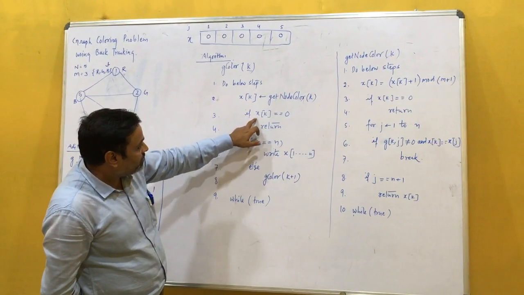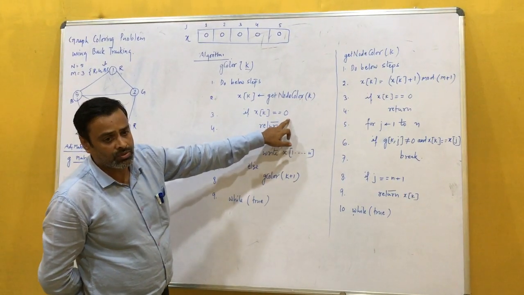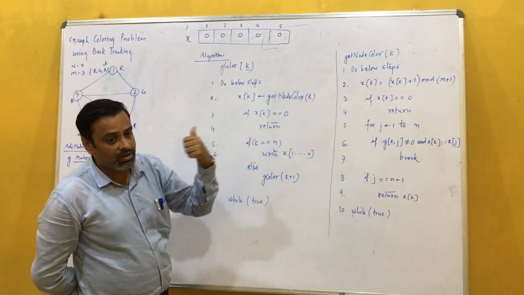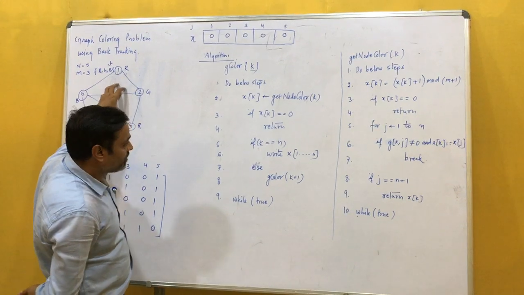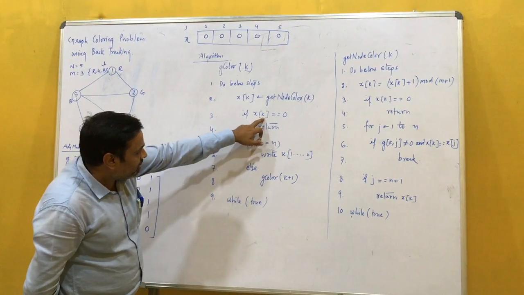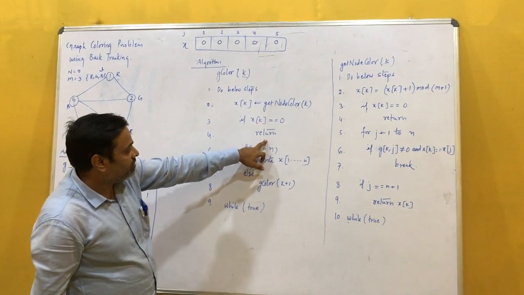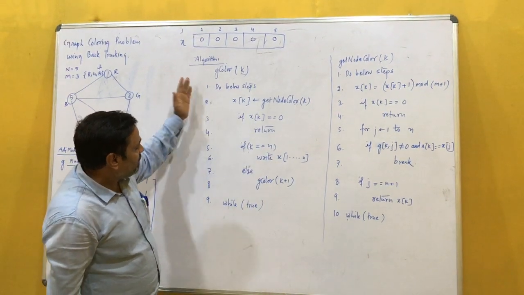Now I am checking if xk is equal to 0, which means I am not getting any color. I am not getting any appropriate color so that the graph can be colored. So if I am not getting any color, it returns, and I come out of this algorithm.